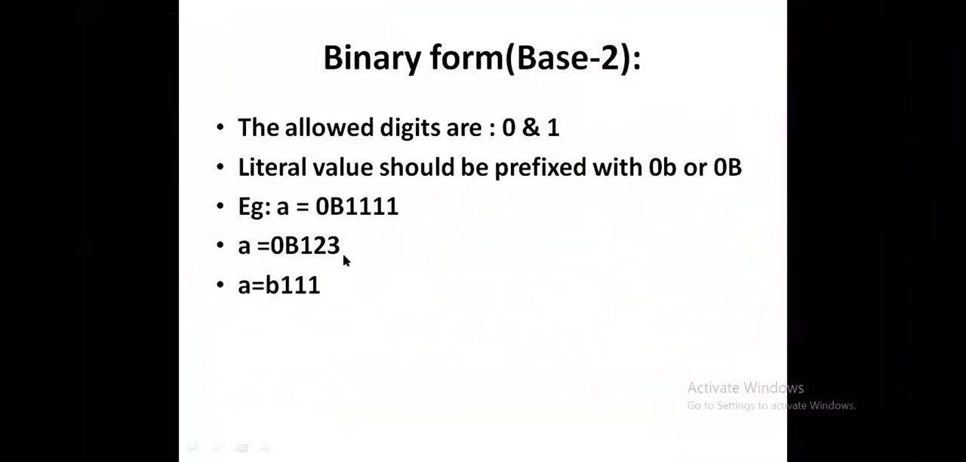So this is a binary format. Binary form, this is base 2. You already know that the base 2 numbers are 0 or 1. That means any number can be represented in terms of 0 and 1. A binary number can be represented with a prefix 0 small b or 0 capital B.